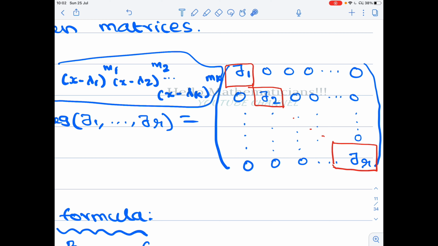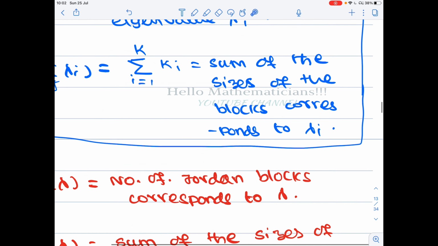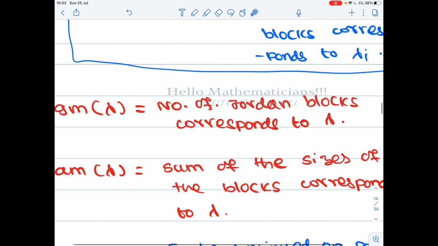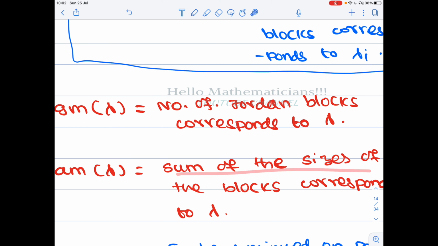So now you can see only the blocks corresponding to the eigenvalue lambda I. The number of blocks you can see through the ith glass is the geometric multiplicity of that eigenvalue lambda I, and the algebraic multiplicity is the sum of the sizes of the blocks you can see with this glass. That is the main result we proved in the first lecture. So just remember it: geometric multiplicity is the number of Jordan blocks, and algebraic multiplicity is the sum of the sizes of the blocks. Both correspond to the eigenvalue lambda you have to consider.